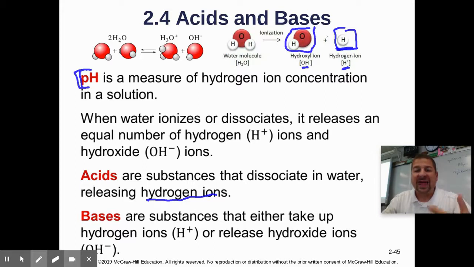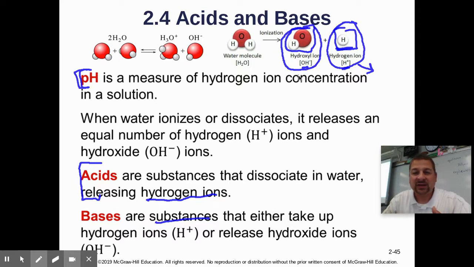When you add something that increases the amount of hydrogen ions, we say that is an acid or makes it acidic. If you add a substance that either takes up those extra H pluses or adds OH ions, or hydroxide ions, then we say it is a base, or basic, or alkaline. So water will naturally dissociate. The pH scale is how we measure that.